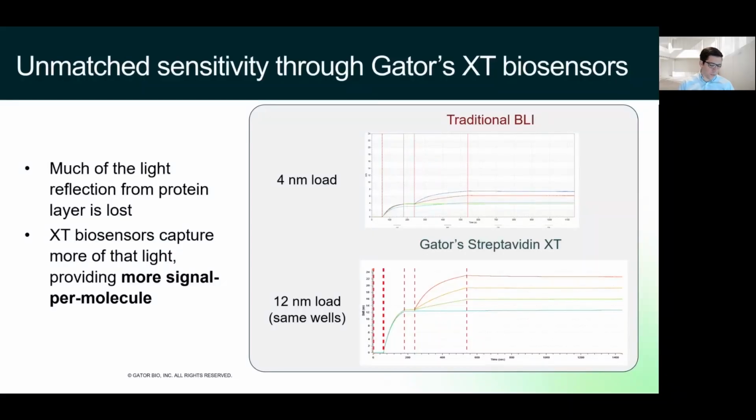One of our most fascinating innovations at Gator is our XT biosensors. As proteins build up onto our biosensors, much of the light reflection from the protein layer is actually scattered and lost. Gator's XT biosensors collect more of that light, creating more signal per molecule. That's really helpful because it can triple your signal, as shown here on the right. It will increase the total amount of signal without increasing the total number of molecules, meaning you don't need to overload your sensor just to see smaller molecules binding. And this allows you to avoid issues with avidity and mass transport.